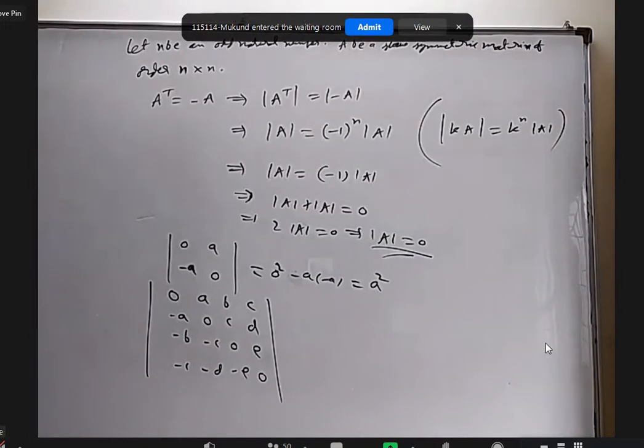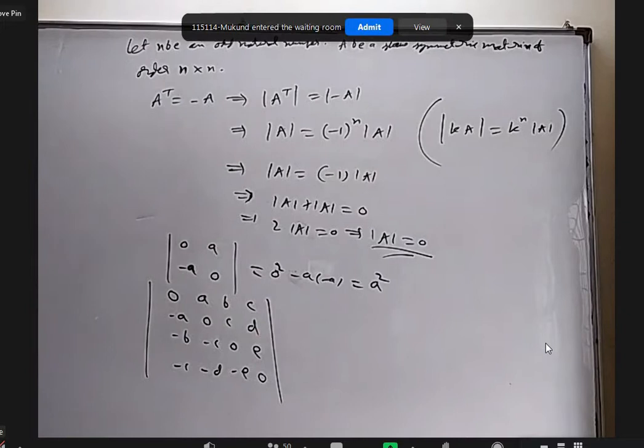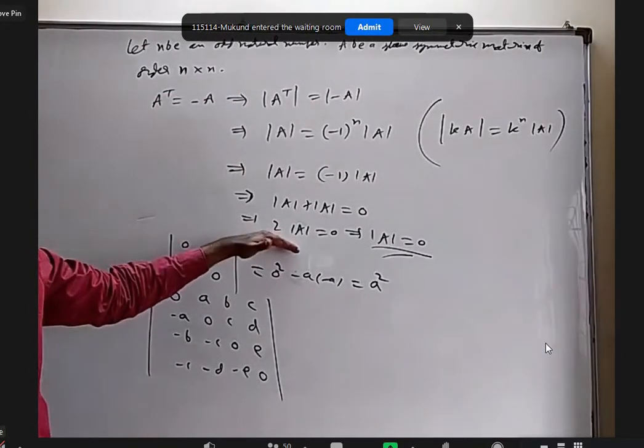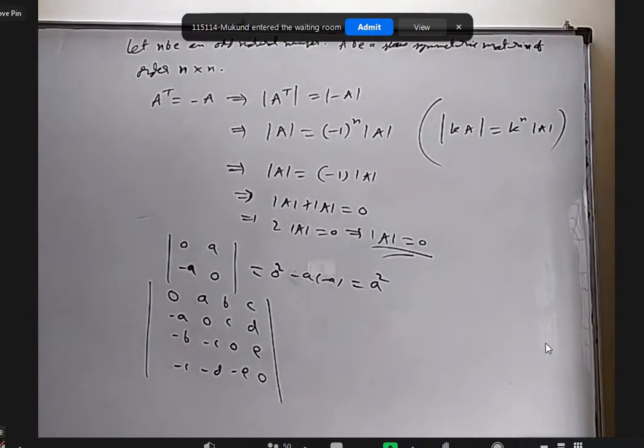So should we do that in classwork, sir? No, in the class notes only. After this, you just write these two things. Oh, this whole thing everybody wrote in the class notes, right? Yes, sir.